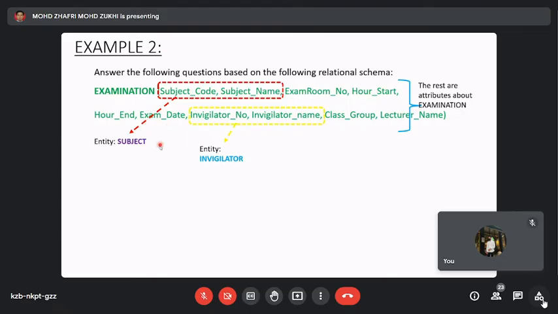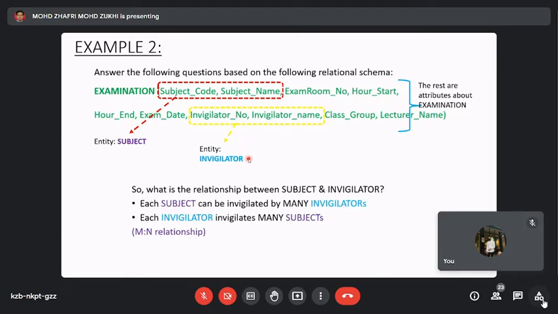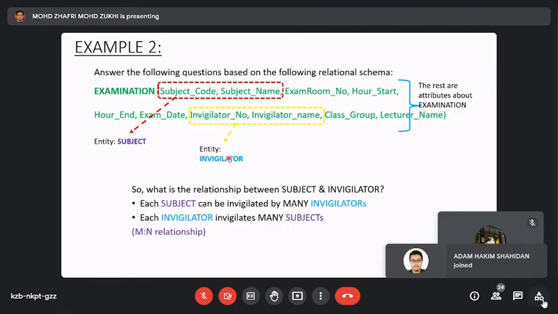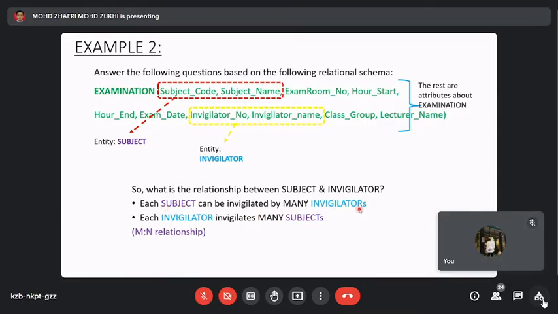The clear one is we have two entities, subject and invigilator, and then we take a look at what the relationship between subject and invigilator is. So we know many subjects can be invigilated by many invigilators. To write the business rule: each subject can be invigilated by many invigilators, and vice versa, each invigilator invigilates many subjects. Because of this business rule, we know that the relationship between these two entities is a many to many relationship.